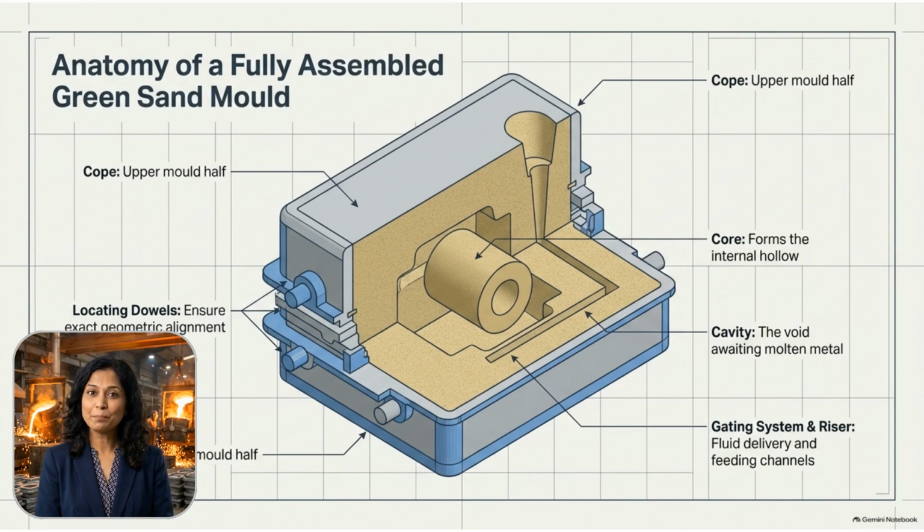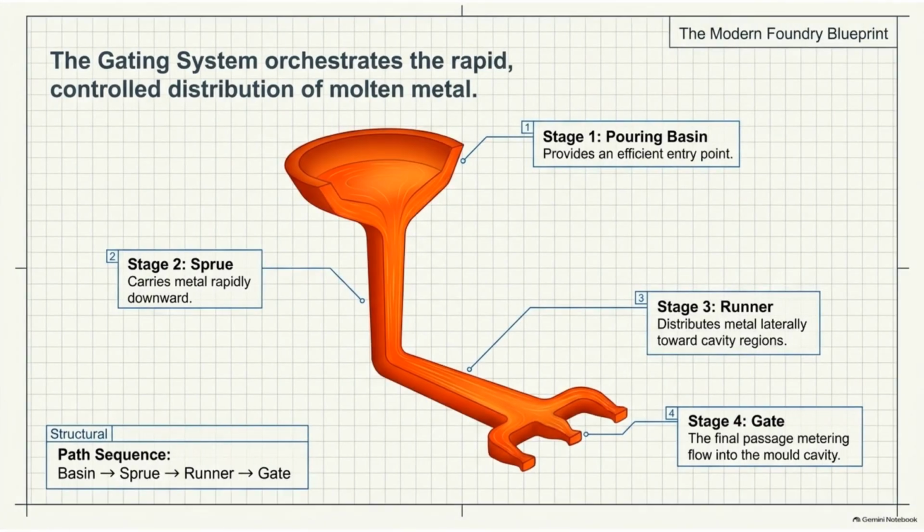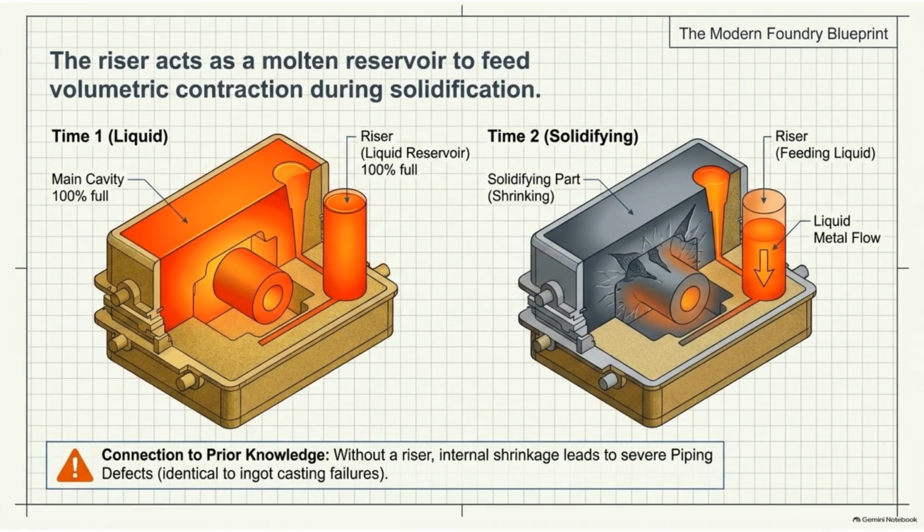It features the cope and drag halves, aligned by dowels, housing the internal core and the cavity, which is fed by a precise gating and riser system. The gating system is essential for controlling the flow of metal. It moves from the pouring basin down through the sprue, across the runner, and finally through the gate into the mold cavity. The riser serves as a vital reservoir.